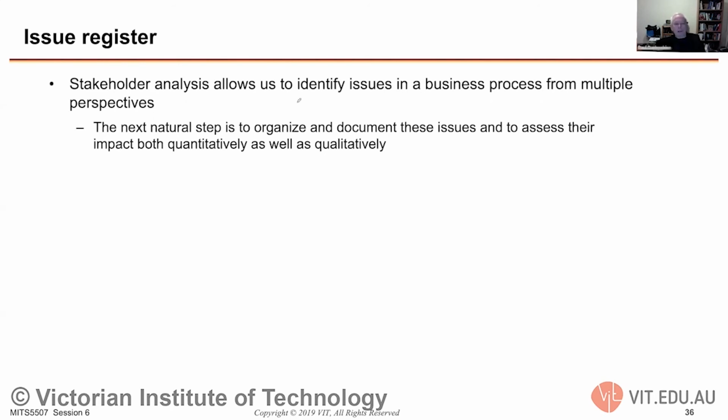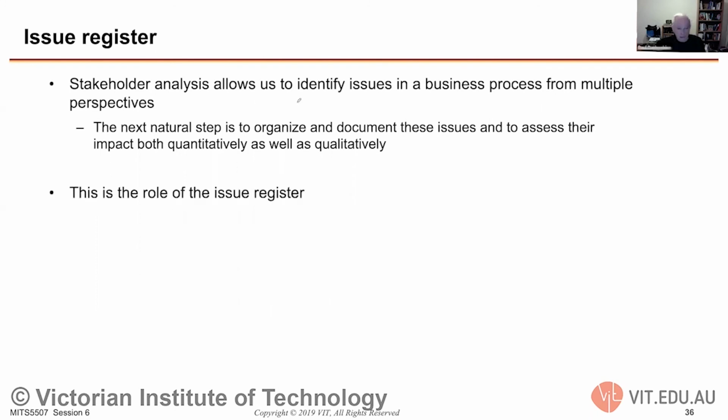Now, until we actually document them formally, a lot of the issues may be just anecdotal, and it's really hard to undertake a major review and try and fix something when all you have is anecdotal evidence. Because anecdotal evidence needs to be documented properly, and once we do that, then we have quantitative data we can work on. Once we have all that documented, we then try and assess the impact quantitatively as well as qualitatively. And we'll get into quantitative analysis in the following weeks.